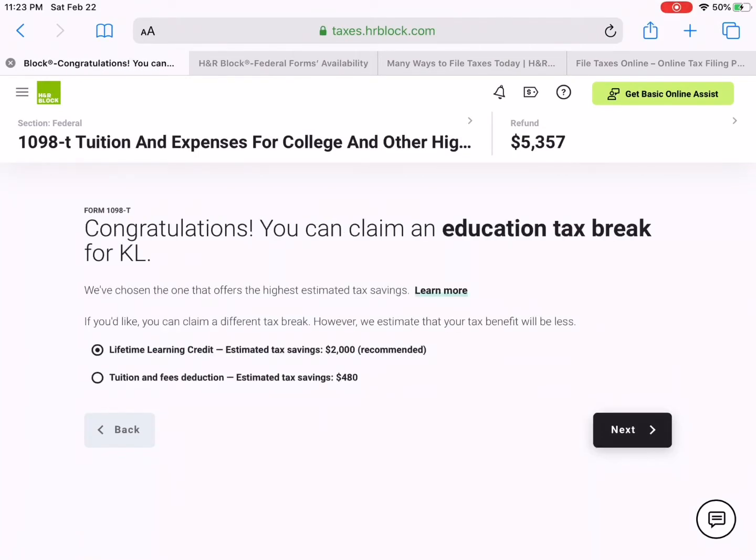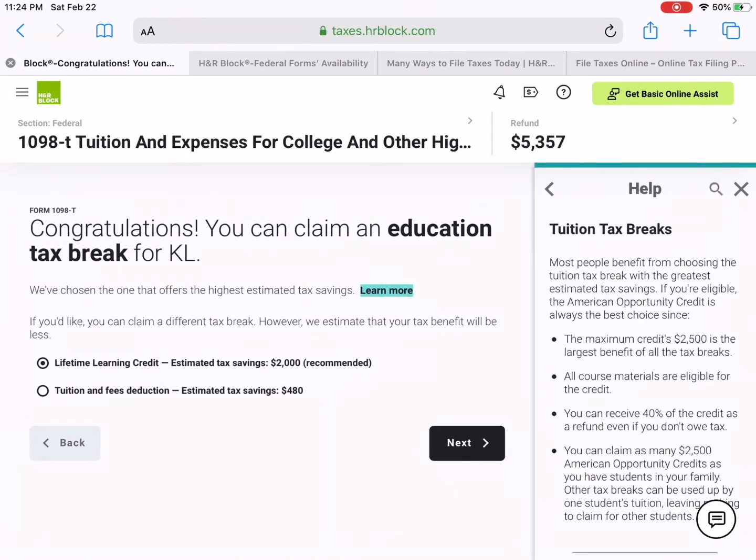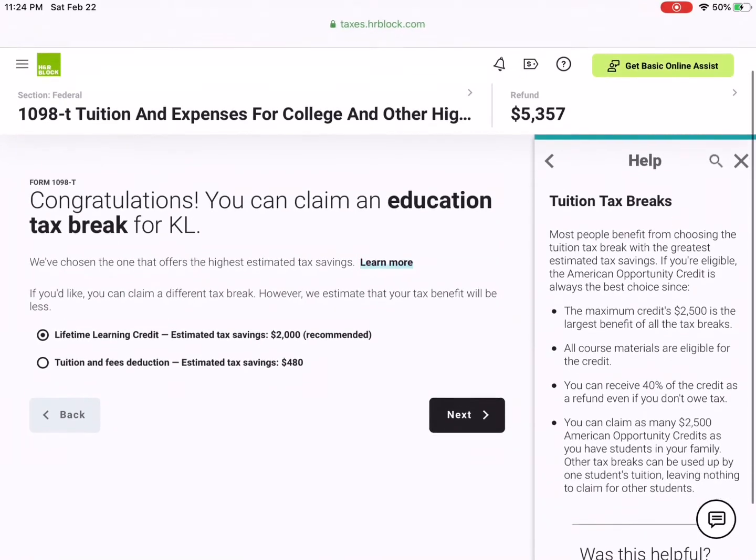So you'll see here that they're not allowing me to take the American Opportunity Tax Credit at all. They're forcing me to take the Lifetime Learning Credit, and that shouldn't be the case. The questions that I answered, I did not disqualify myself from the AOTC specifically so that I could get that credit. It's the best credit. If we click here on the Learn More, it even talks about it. The maximum credit, $2,500 for the AOTC.